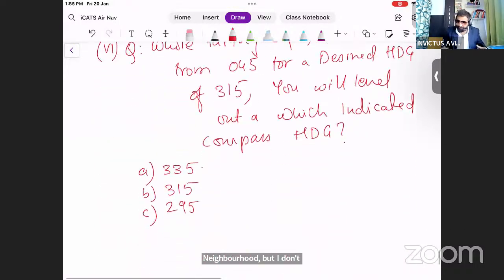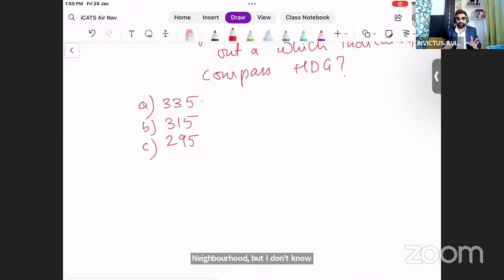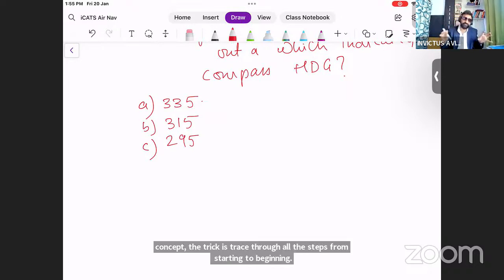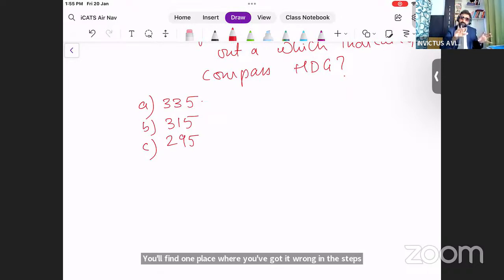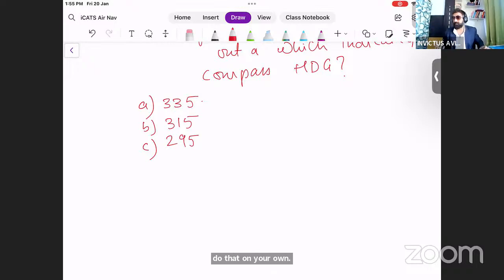Students, one more thing, whenever you're not getting a concept, the trick is to trace through all the steps from starting to beginning. You'll find one place where you've got it wrong in the steps. If you fix that, you'll get the correct answer. That is your job as a student, as a pilot. I will teach you every now and then, but ultimately, I would want to see you try to do that on your own only. That is the greatest learning I can give you, my students.